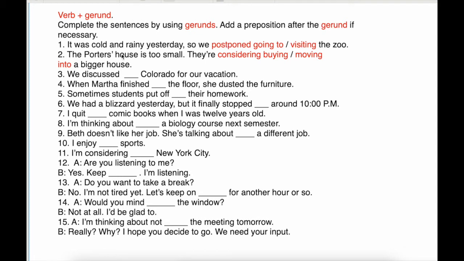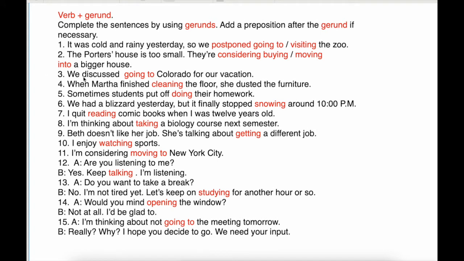The Porters' house is too small. They are considering buying or moving into a bigger house. Düşünüyorlar almayı ya da daha büyük bir eve taşınmayı. Here this is a preposition and here this is another preposition. So pause the video and then try to do the exercise.